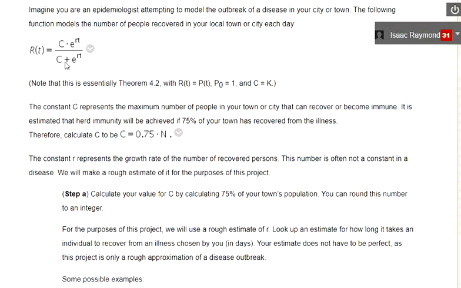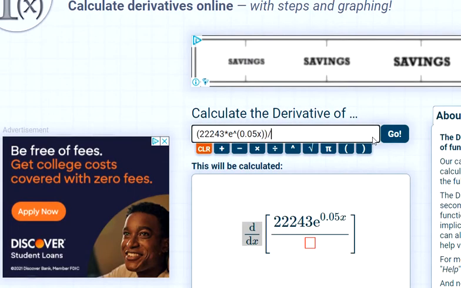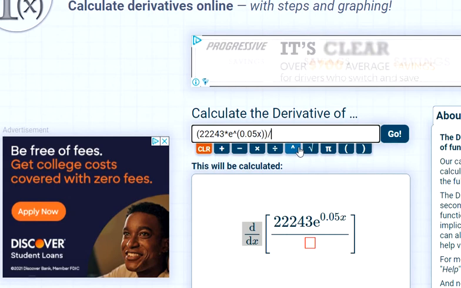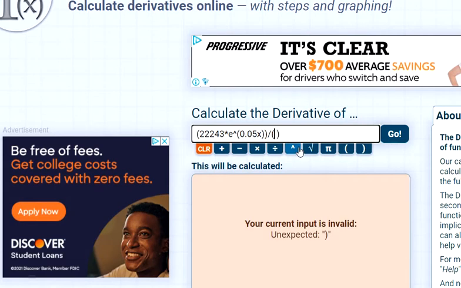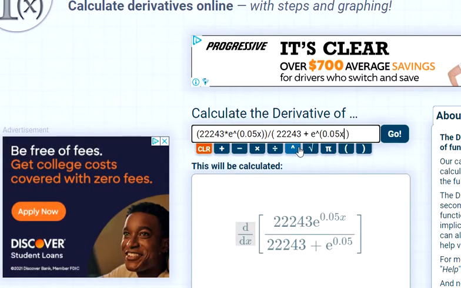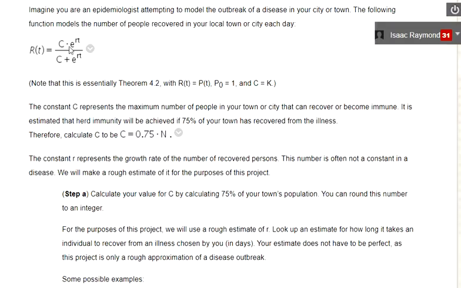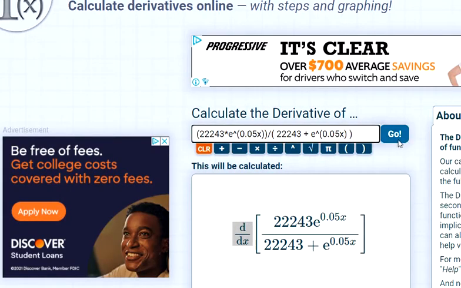And so as the formula says, then it's c plus e. So here, you've got to put your denominator in parentheses too. That way it takes the whole denominator. It's 22,243 plus e to the power of 0.05t. And that looks like the formula we have here, right? C times e to the rt power, divided by c plus e to the rt power. Okay, we got everything typed in correctly.